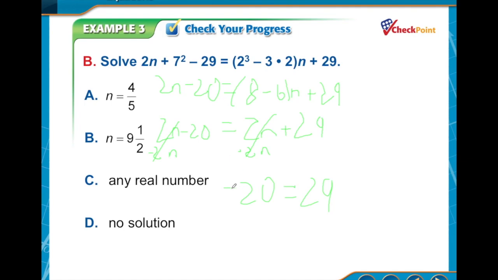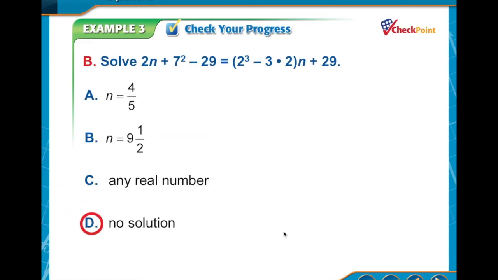So in this case, negative 20 equals 29, that is not true. That is a false statement. And since this is a lie, we know that there could be no solution to this problem. There is no number for n that you could put in that would make negative 20 equal 29. So for this one, it's one of those special cases where there is no solution. So for 3b, we've got no solution. There's no possible number that would make this whole statement true.